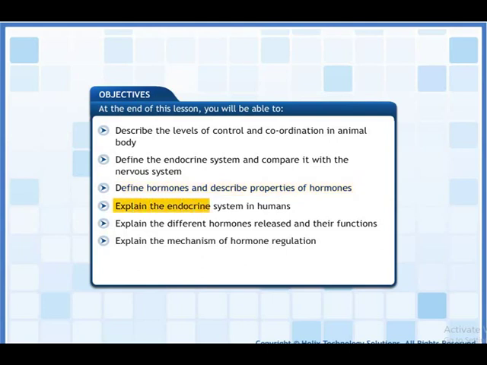Explain the endocrine system in humans. Explain the different hormones released and their functions. And explain the mechanism of hormone regulation.